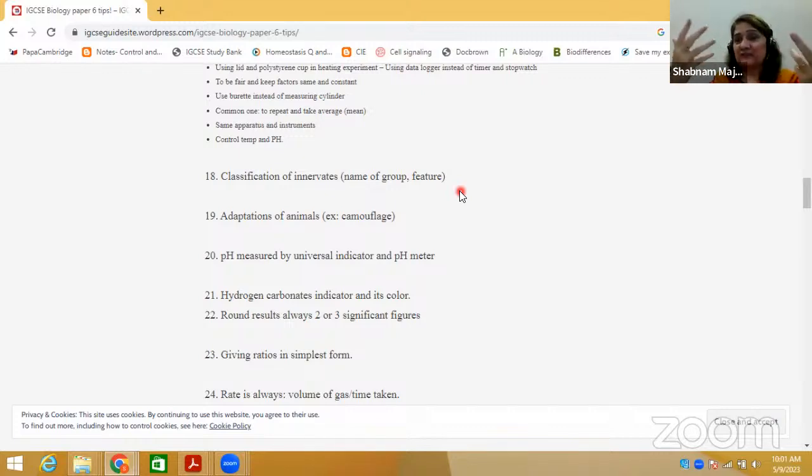Hydra is a simple multicellular organism. You must be knowing the asexual reproduction of hydra. It reproduces by budding, just like binary fission occurs in amoeba and bacteria, and budding occurs in yeast, and in potato also. So all is different for that.